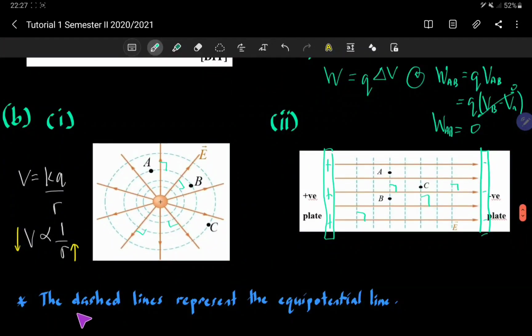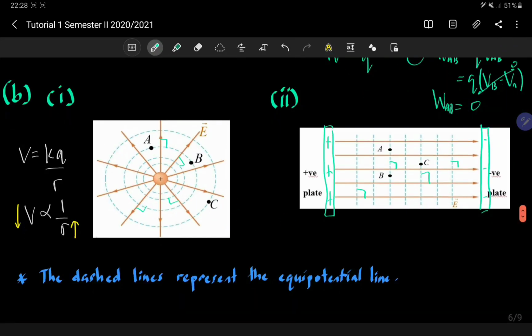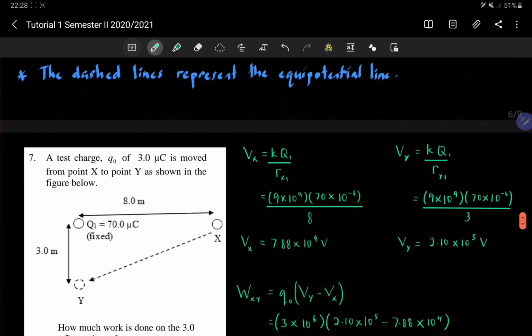Okay, one more thing, the dashed line represents the equipotential line. The dash or dotted line here represents our equipotential lines. Okay, next, question number 7.